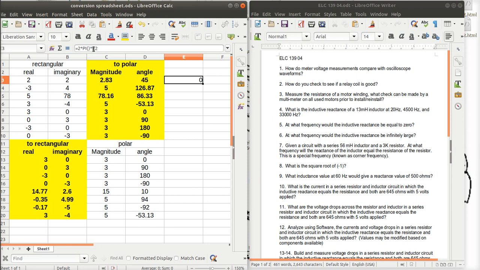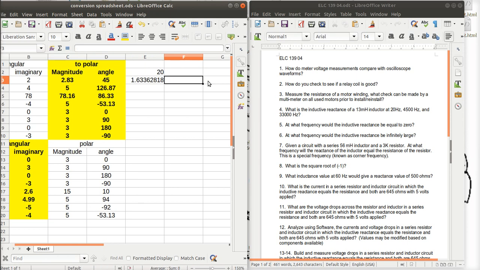2 pi times frequency times inductance. So I've got to get in my inductance, 0.013. That's my inductance. Okay, it's a 0. So I'm going to put in 20 hertz. There's the first answer. And that unit will be in ohms. So if you need it, you type it out so you remember.